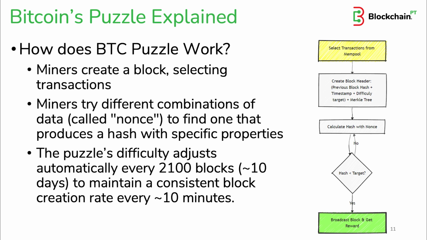This is repeated until a miner finds an appropriate block and broadcasts it through the network. The number of zeros is called the network difficulty, and it is automatically adjusted every 2,100 blocks, approximately 10 days, by the Bitcoin network. The goal is to maintain a consistent block creation rate of a mined block every 10 minutes.